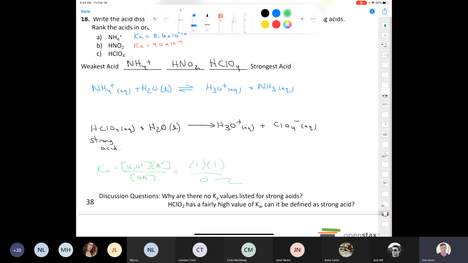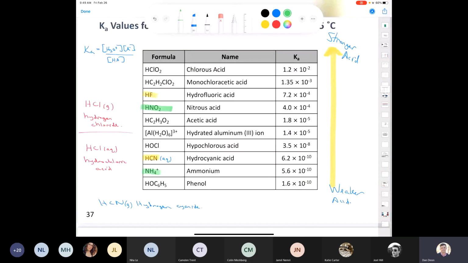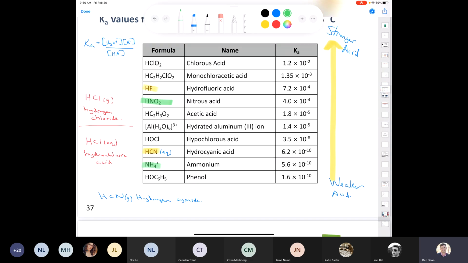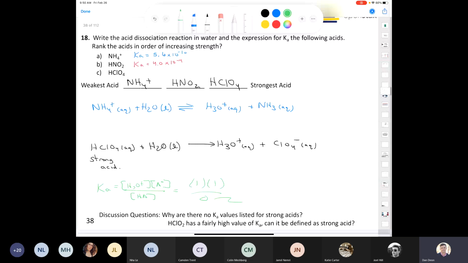It says here, chlorous acid has a fairly high Ka value. Can it be defined as a strong acid? The answer is no, because it does have a Ka value. It might be high, but it's definitely not as high as a strong acid. And so you can't define it as a strong acid. There you go. So does that clear things up a little bit about the strength of acids?